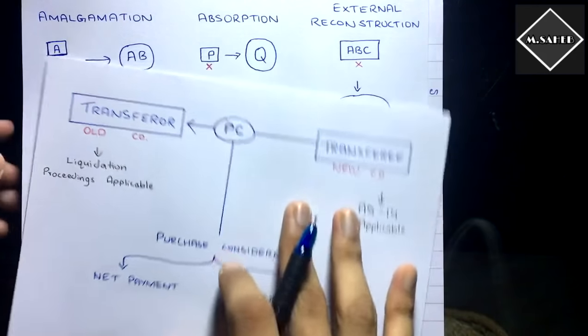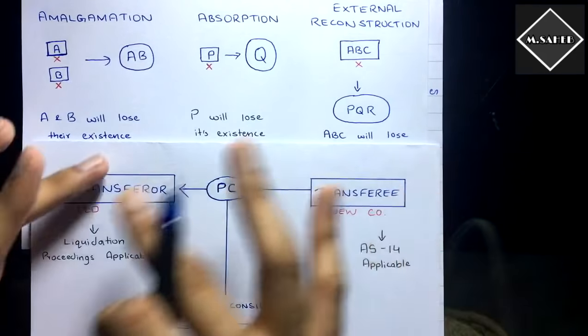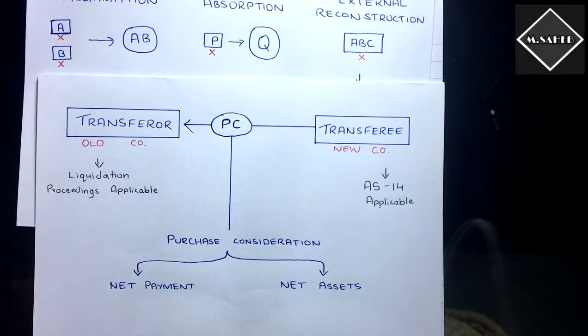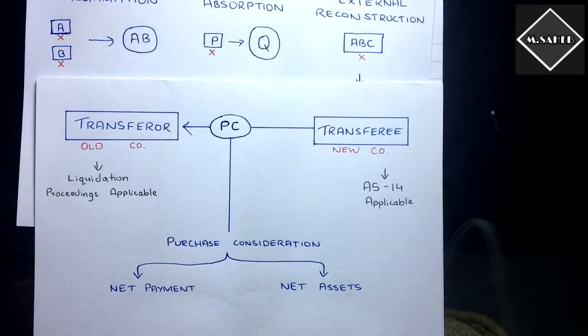We are going to see that. So this is the overview of the amalgamation chapter. In the next video, we are going to focus only on purchase consideration. We are going to see both methods, net assets as well as net payment, and we are going to solve problems on both of these methods.